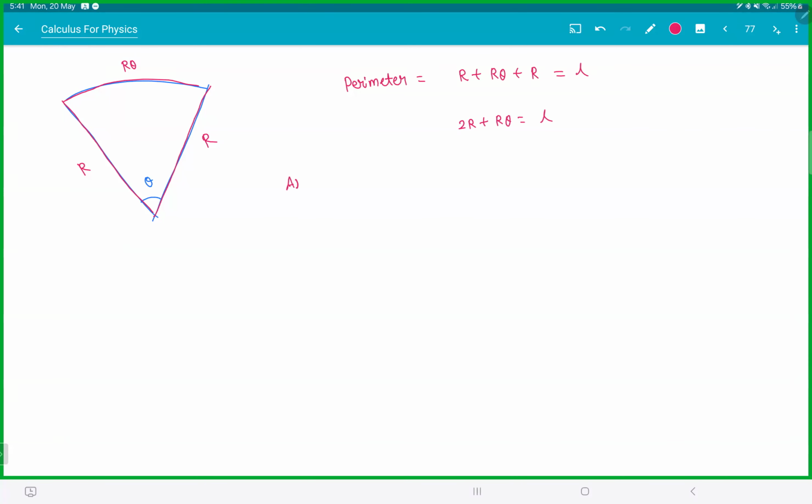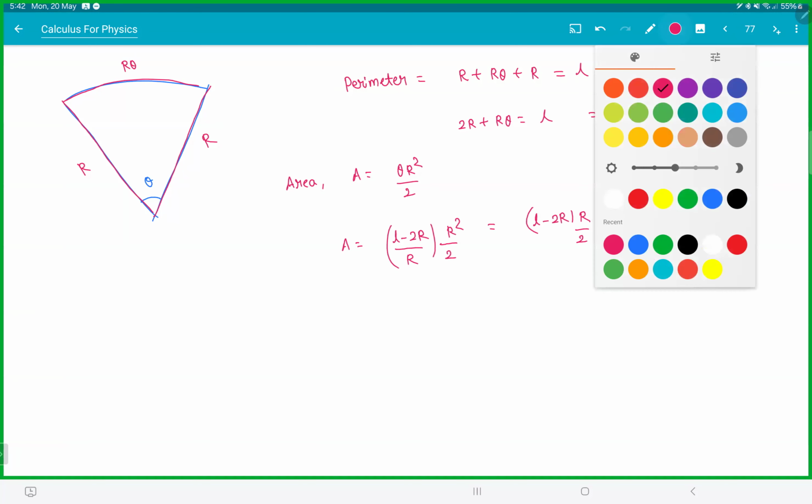So what's the area? Area A is equal to theta r square by 2. Again, there are two variables here. So theta will be (L minus 2r) by r. Take this and substitute here. (L minus 2r) by r into r square by 2. One r will cancel. (L minus 2r) r by 2. Lr by 2 minus r square. There, that's your area as function of radius.